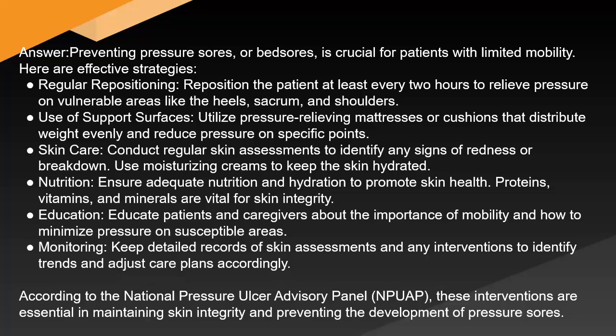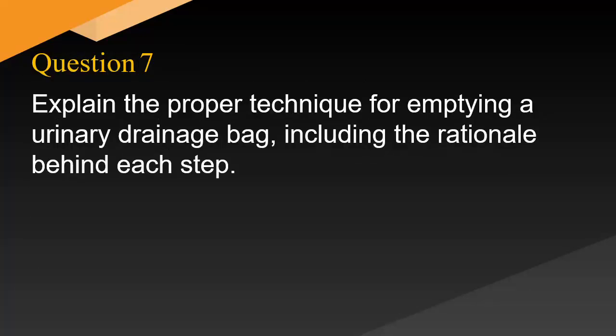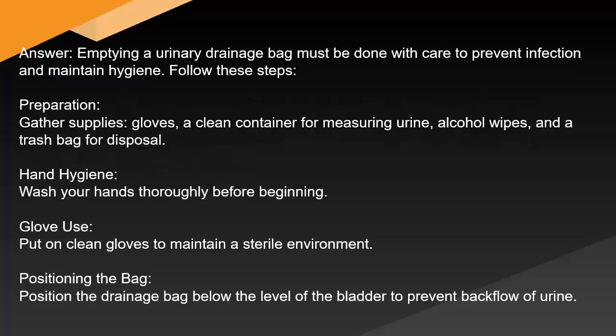development of pressure sores. Explain the proper technique for emptying a urinary drainage bag, including the rationale behind each step. Answer: emptying a urinary drainage bag must be done with care to prevent infection and maintain hygiene. Follow these steps. Preparation. Gather supplies: gloves, a clean container for measuring urine, alcohol wipes, and the trash bag for disposal. Hand hygiene. Wash your hands thoroughly before beginning. Glove use. Put on clean gloves to maintain a sterile environment. Positioning the bag. Position the drainage bag below the level of the bladder to prevent backflow of urine.